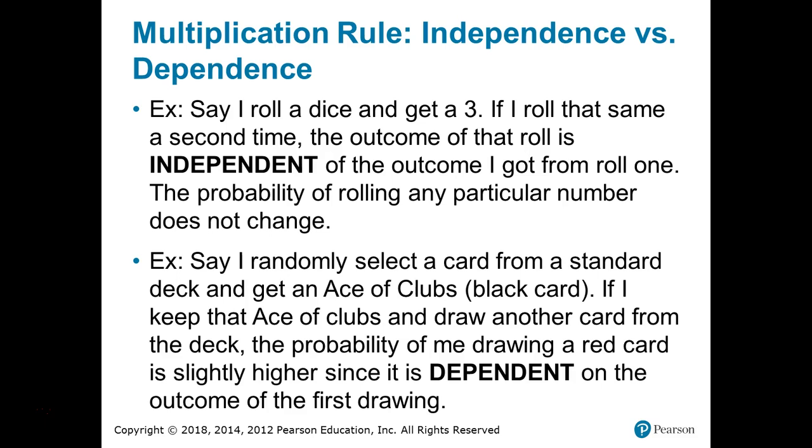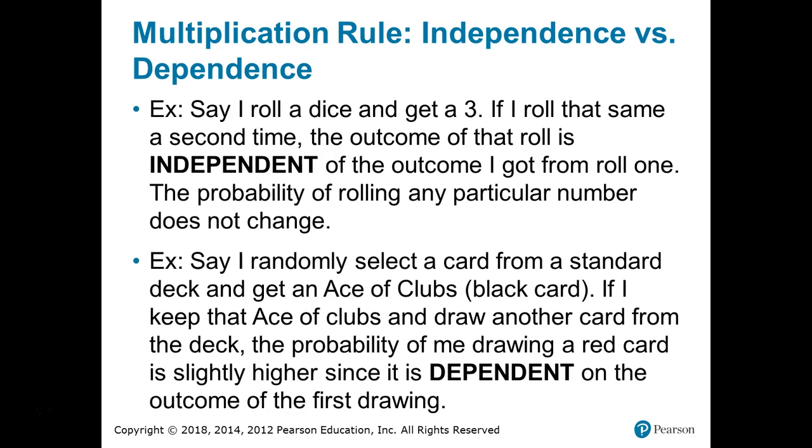Now let's talk about a dependent case. So say I randomly select a card from a standard deck and I get an ace of clubs. If I keep that ace of clubs and draw another card from the deck, the probability of me drawing a red card is going to be slightly higher since it is dependent on the outcome of the first drawing.